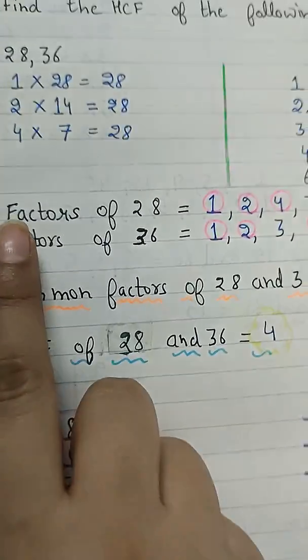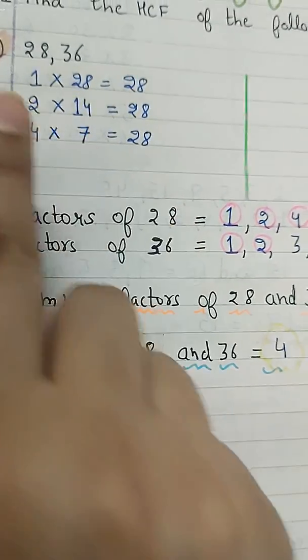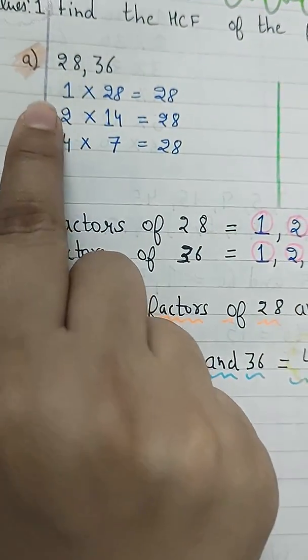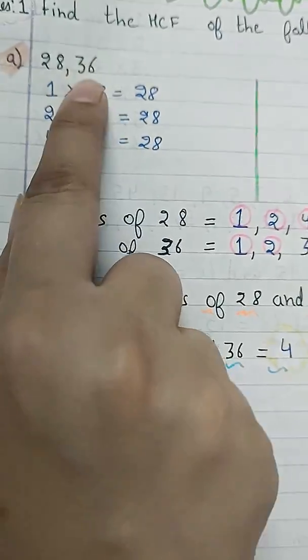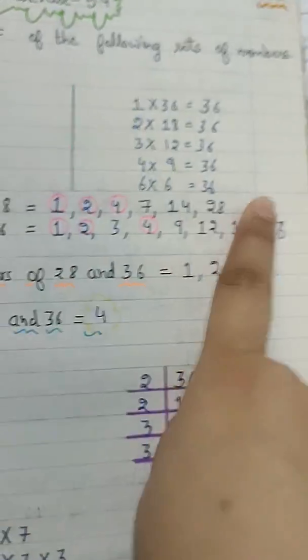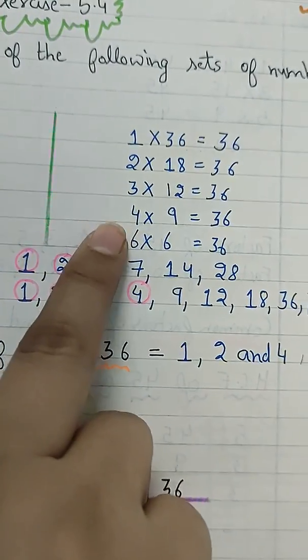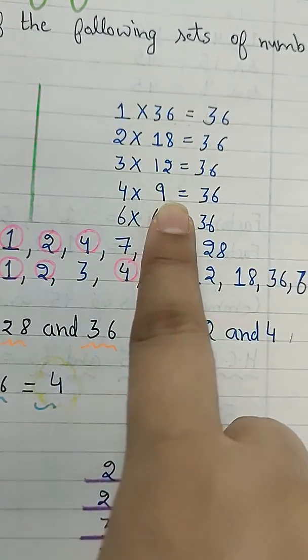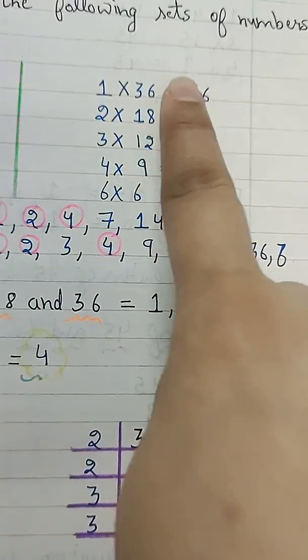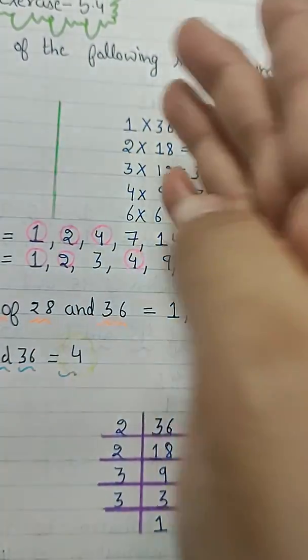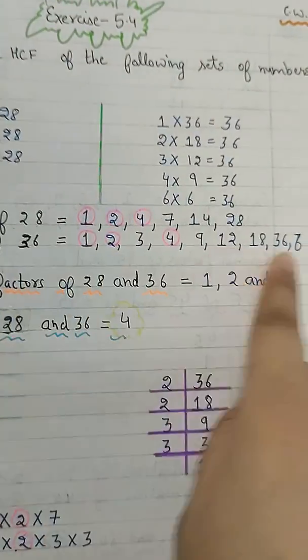Now, factors of 28 we have written: 1, 2, 4, 7, 14, 28. All are the factors of 28. And the factors of 36 are 1, 2, 3, 4, 6, 9, 12, 18, 36. I am going from smaller to bigger, so I have written all the factors.